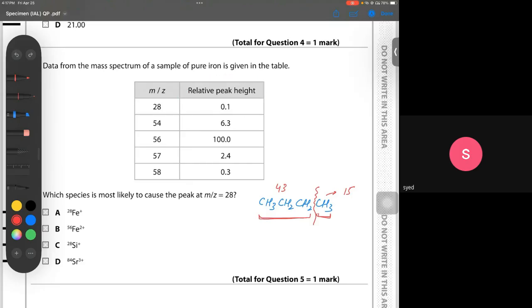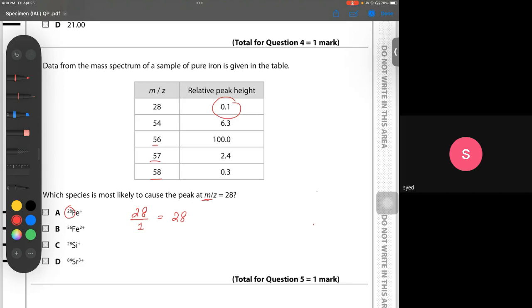So they are asking the same thing in this question. They have given you multiple peaks, like 28, then 54, then 56, then 57, then 58. Which species is most likely to cause the peak at mass to charge 28? So, mass to charge: what is the mass of this iron? 28. What is the charge? Divided by 1, it would be equal to 28, but the peak height is very low.